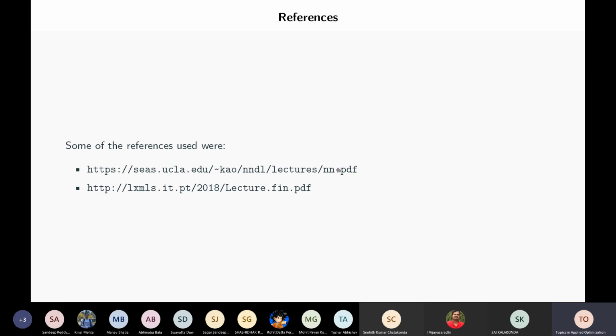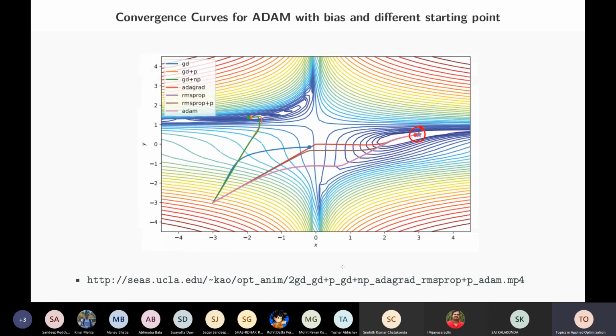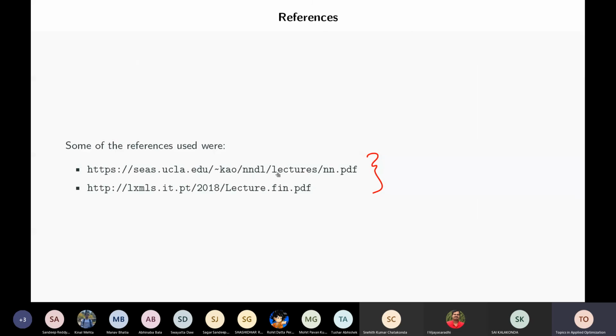There were some references also that you can look at for more animations and so on. These are actually from here.